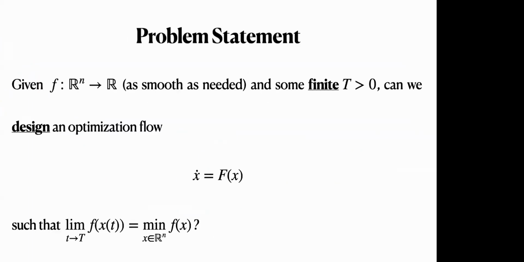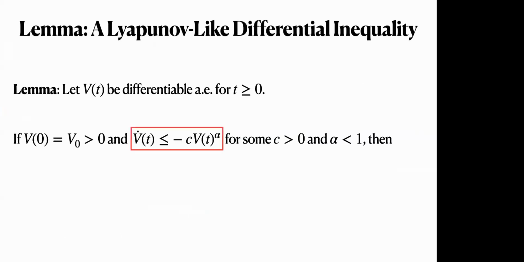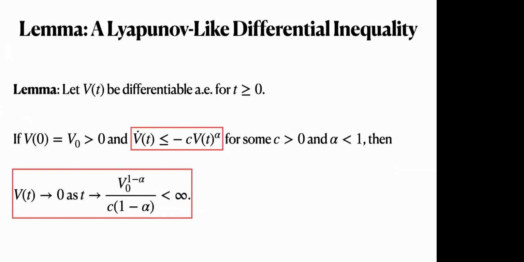So from a theoretical perspective, it is interesting to ask: can we design some sort of optimization algorithm that does converge in finite time and such that we can predefine the convergence time? It turns out the answer is yes. What we actually need is this Lyapunov lemma that says if a candidate Lyapunov function decays according to this law, then it will actually converge to zero in a finite amount of time.